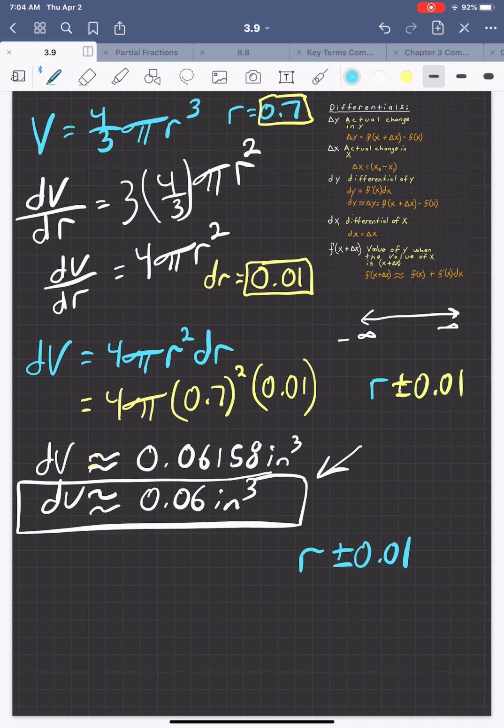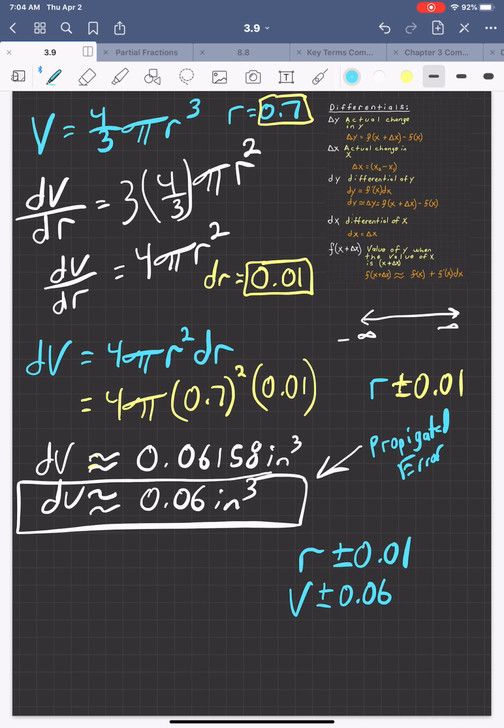Now when you take that computed value and input that into your volume formula, that means your volume is always going to be plus or minus 0.06. So now we have a feeling of what it means when somebody says the propagated error. Okay. This is approximately the propagated error.